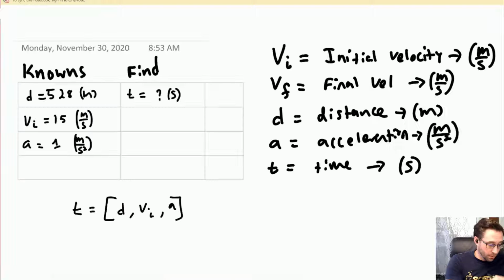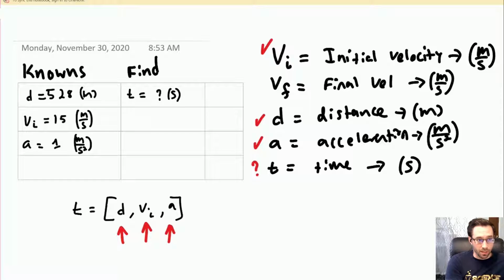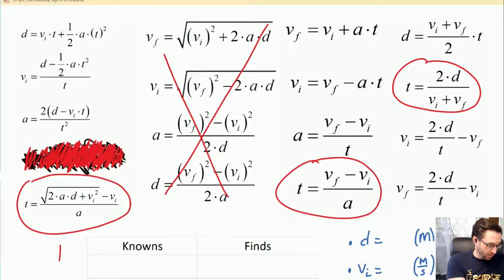Now, I can only have displacement, initial velocity, and acceleration. Acceleration, displacement, initial velocity, and I'm trying to find time. So anything that has final velocity in any of the equations, I can immediately knock out. So if I look at this equation here, there's no final velocity. I've got A, which is good, displacement, and initial velocities. This one looks good so far.